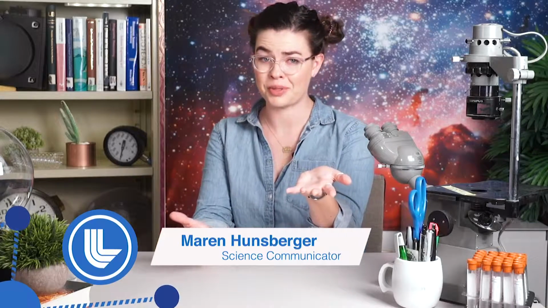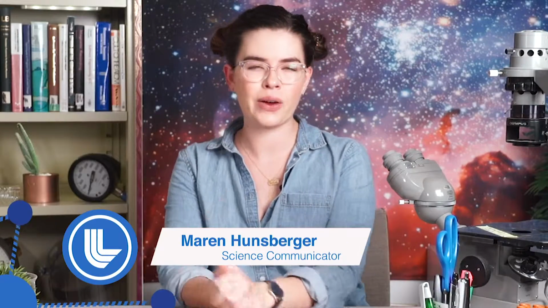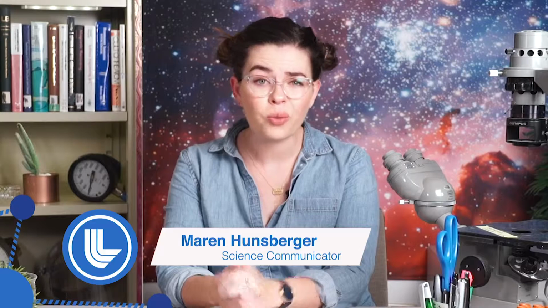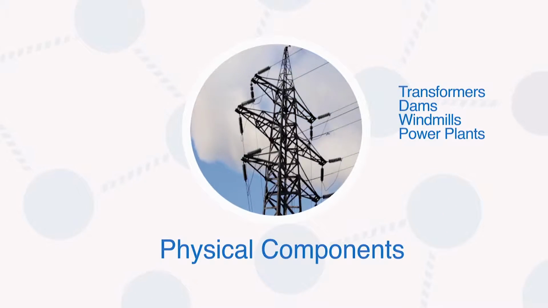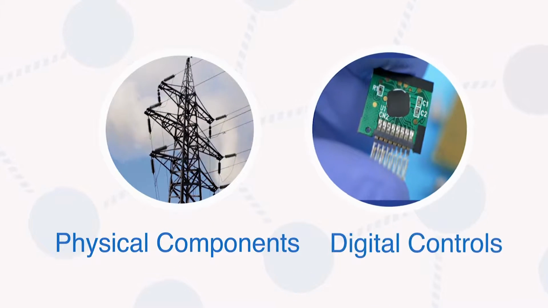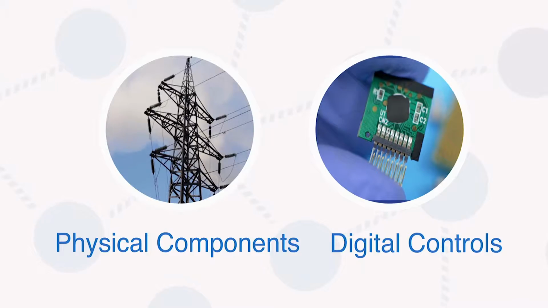So that critical infrastructure, it's important that we protect it from cyber attacks, right? But how do we do that? It's a whole tangled web of physical components like all the transformers and dams and windmills and power plants, plus the digital side, like all the software stuff that controls the way the power grid works.